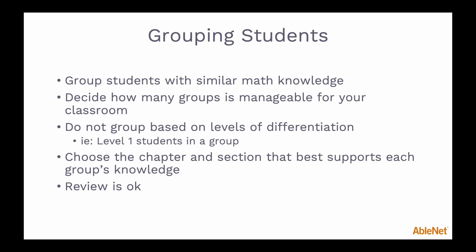Compare each student's math skills to the lesson objectives found within the contents pages of the overview manual. Then choose the chapter and section that best captures your student's math knowledge. Once a chapter and section is identified for each student, you can begin to group students with similar chapter and section placements. An important consideration to think about is that review is okay.